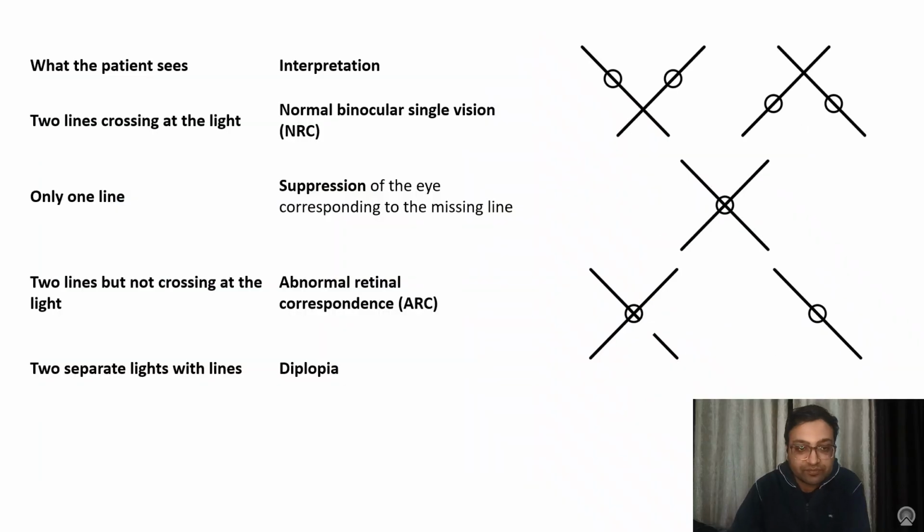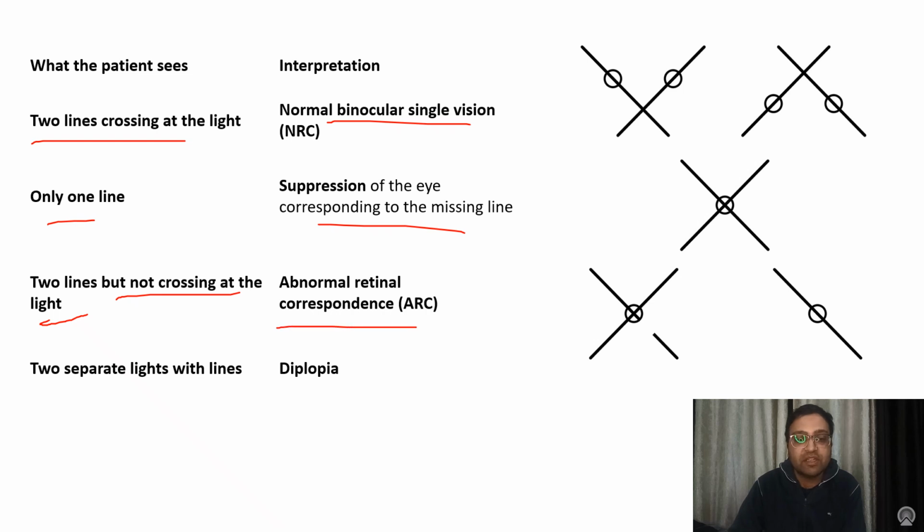Okay. So another slide, just a repetition slide. Two lines crossing at the light, normal. Only one line, suppression. Two lines but not crossing at the light, then this is abnormal retinal correspondence. And two separate lights with lines, then that is diplopia. If two lines are seen but they do not cross the light, then this is abnormal retinal correspondence.